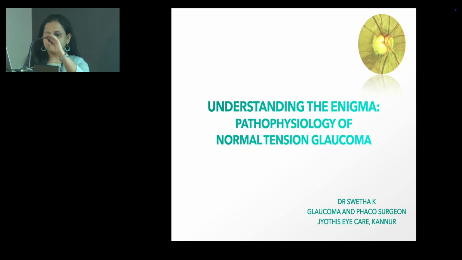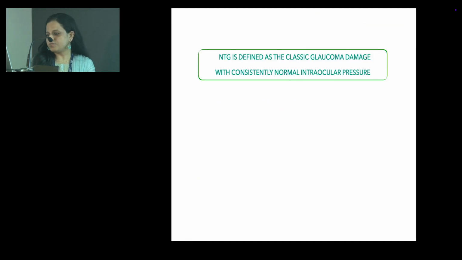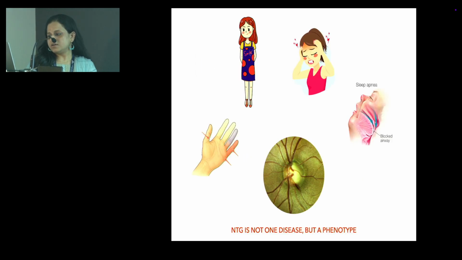Thank you, Dr. Maya. So my topic is pathophysiology of normal tension glaucoma. NTG is defined as classic glaucoma damage with consistently normal intraocular pressure. So when pressure is normal, why does the nerve still die? Let's look into it. NTG is not one disease, it is a phenotype.